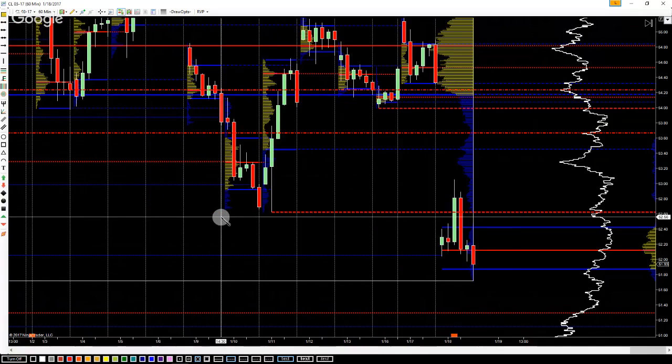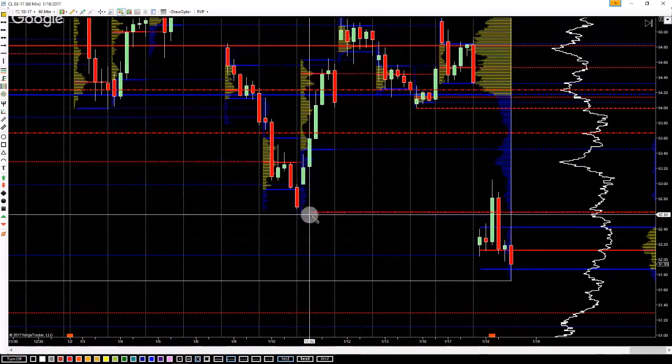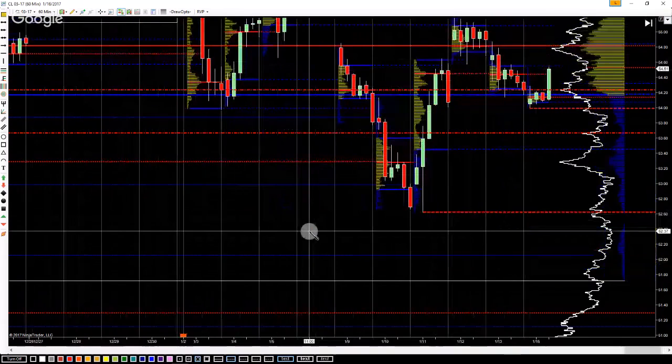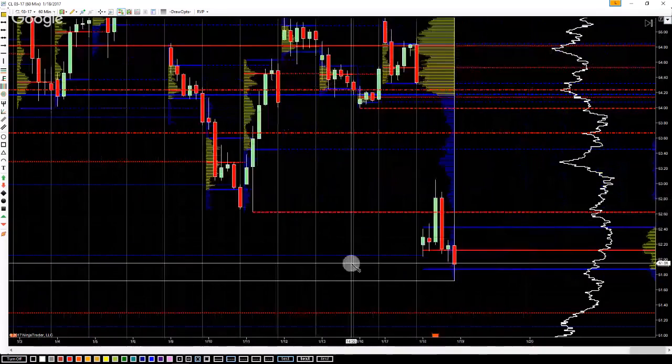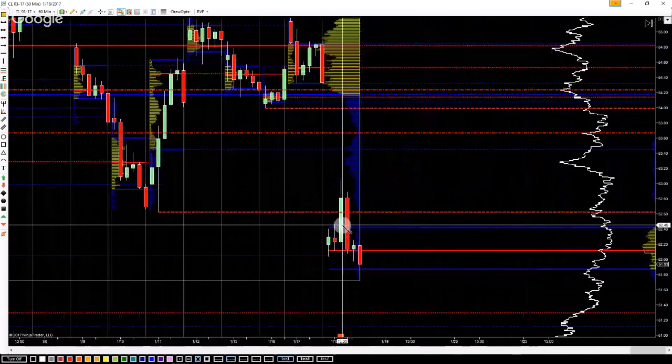So one nice thing about being able to redraw this right now is I get to draw them with a starting point. The old way I used to do it, I would just click right here and it would draw a horizontal line from beginning of time to the end of time. I like this. I like being able to do it this way.